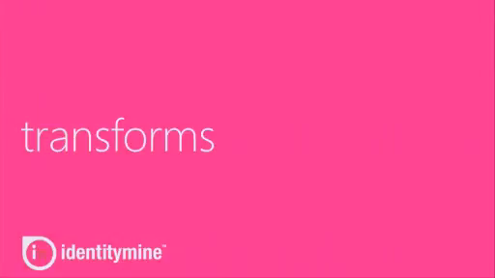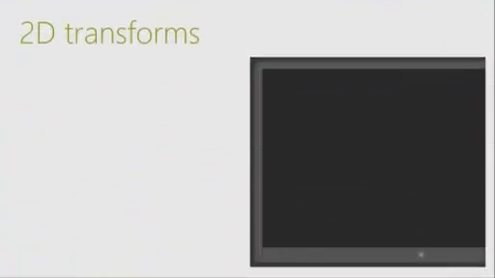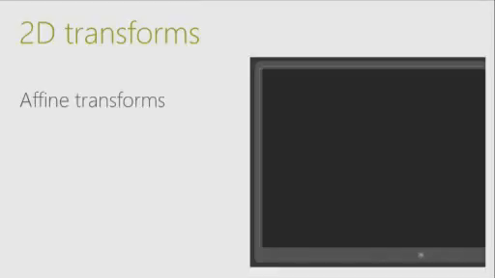Correct. Okay, so let's move to transforms quickly. So you can transform elements in XAML, which is quite exciting. It all started with 2D transforms initially. That was the only transforms you could do initially. And those are affine transforms, meaning that parallel sides always remain parallel. And you have, of course, the famous SRT, scale, rotate, translate.